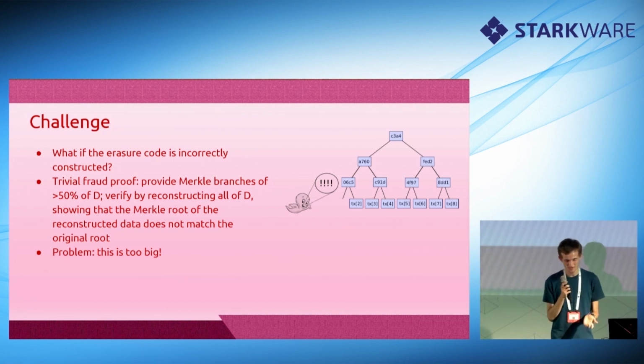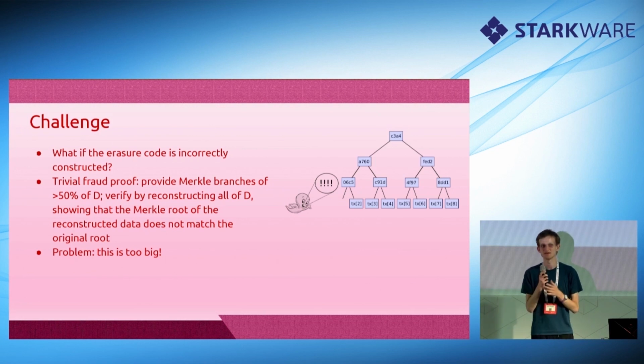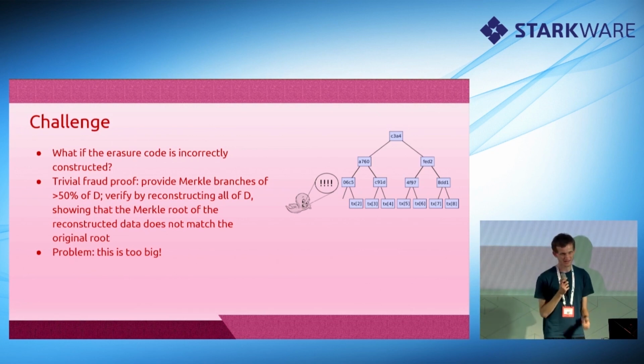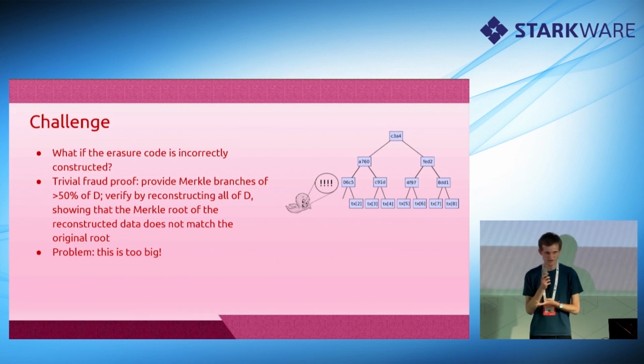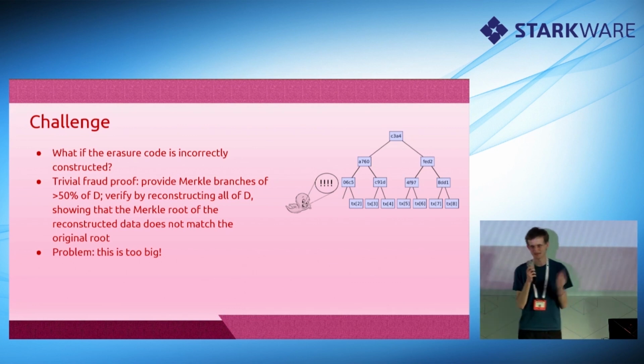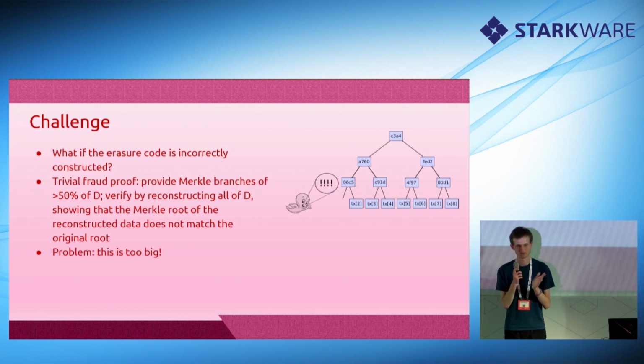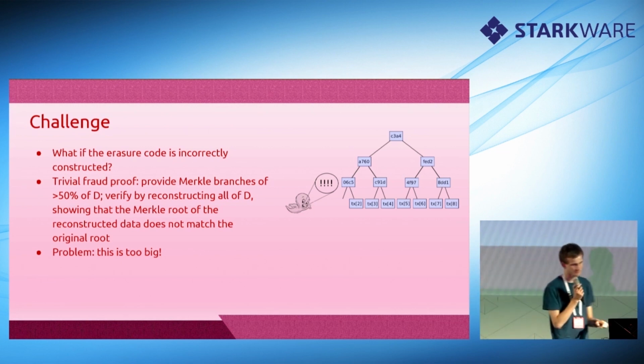So this works, but the problem is this makes a big fraud proof. So in the case of Ethereum 2.0 crosslinks, for example, in the worst case, D prime can have a size of a gigabyte, and so you really don't want gigabyte-long fraud proofs. So what do we do?